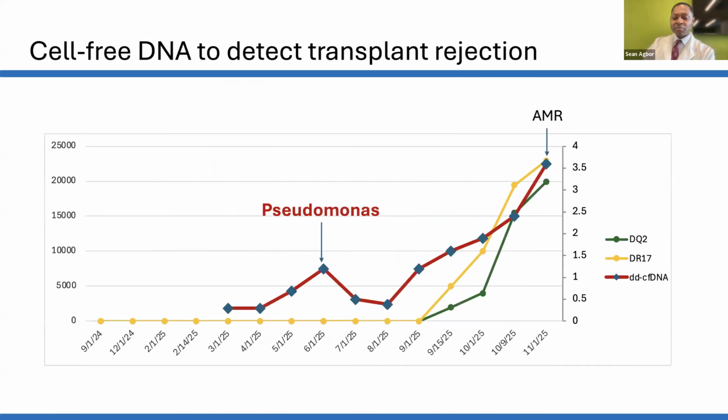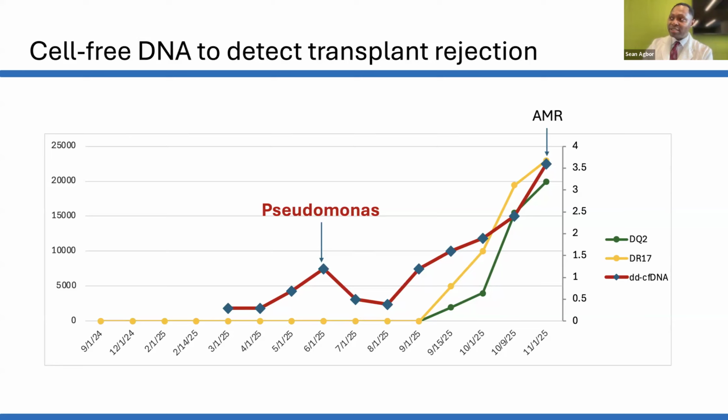Back to our patient in hand. I overlay the cell-free DNA here in red. Again, this is percent cell-free DNA, and the axis is on the right-hand side. As you can see in this patient, they were transplanted, they got a Pseudomonas infection, and they had a small rise in their cell-free DNA. I suspect that Pseudomonas infection was treated. Again, cell-free DNA is here in red. It comes down, and as the patient develops DSA, you have that patient show a rise in their cell-free DNA until ultimately they develop AMR.